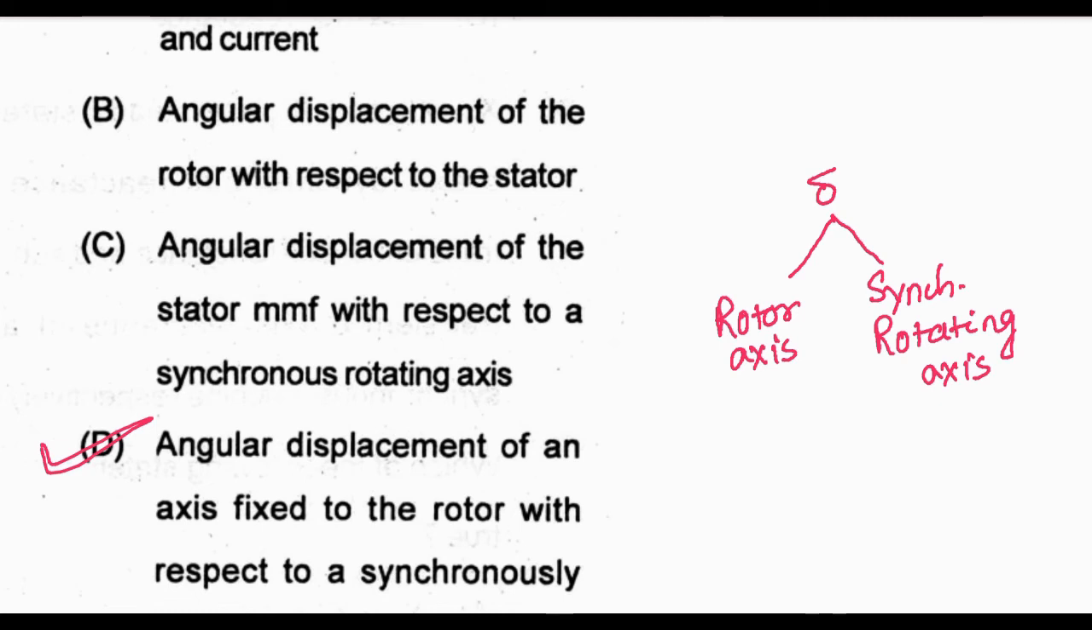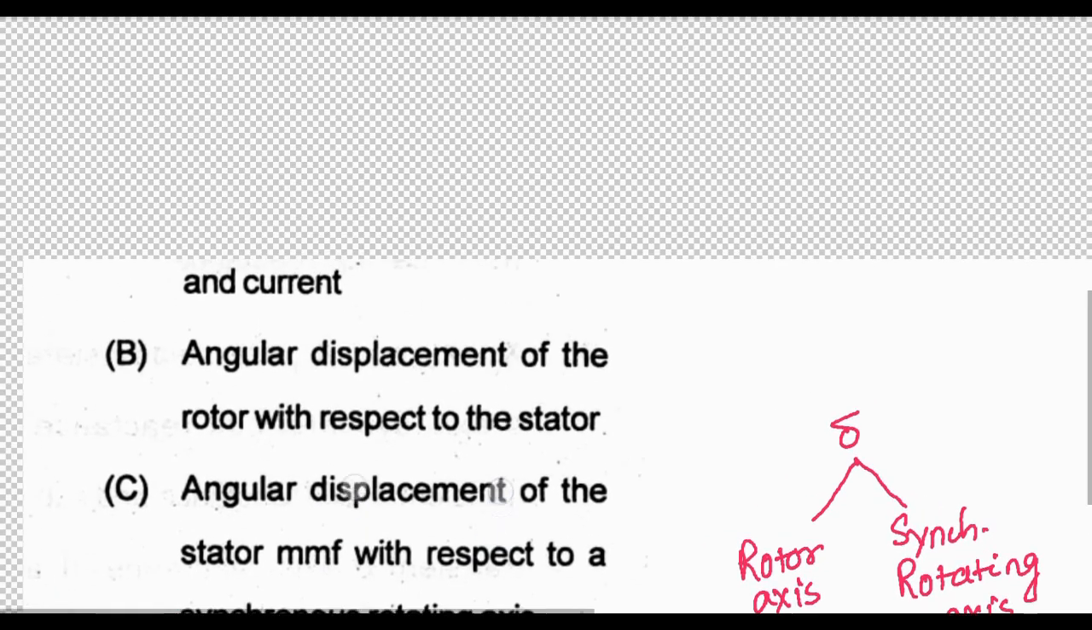When a load is connected, delta will lag, the rotor will lag to the stator rotating MMF field or the synchronous rotating field. And if load is removed suddenly, the rotor will lead, and this will be stabilized after some fraction or after some swings. That is why this is called the swing equation. So this is the answer here, option D.